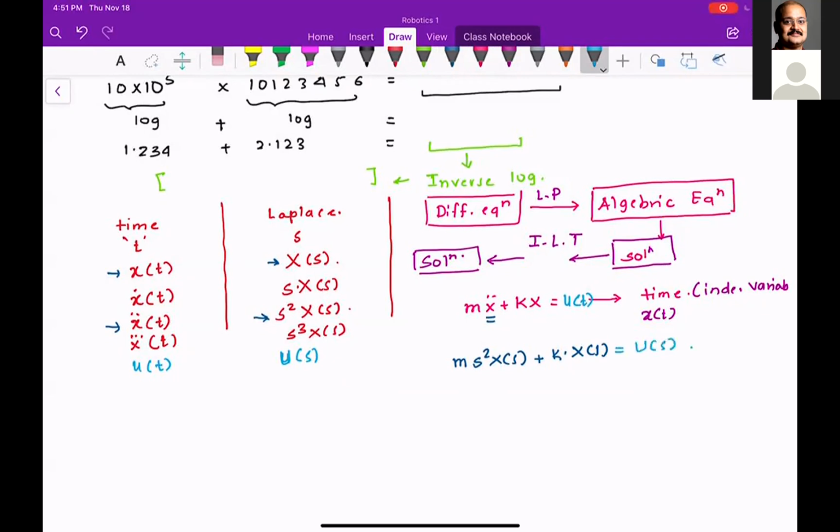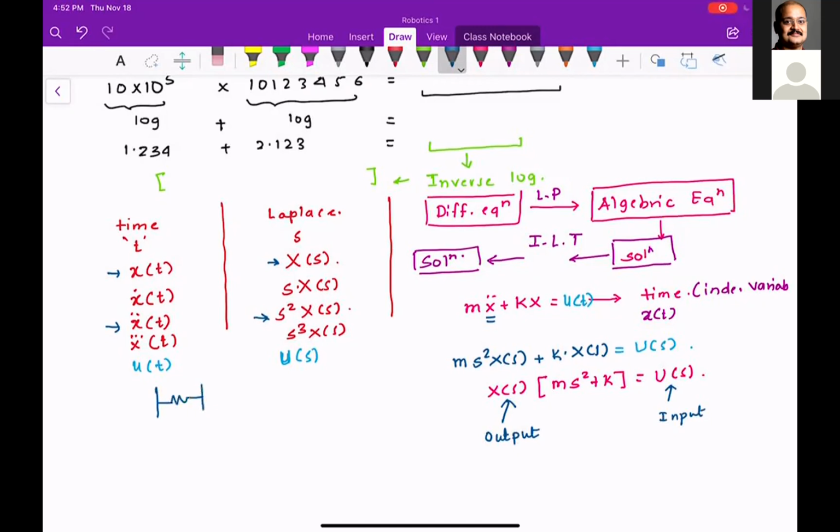Now, can you see in this entire expression, I can take x of s outside. So my equation becomes x of s times (m s square plus k) is equal to u of s. Do you agree with me? Now, this is the output, and this is the input. And what do I mean by output and input?